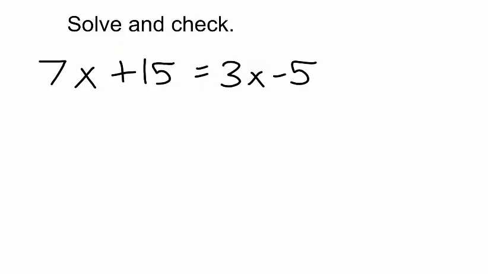Okay, it's time for us now to solve an equation that's a little bit more tricky than the ones we were looking at the other day. So this equation here that we have is 7x plus 15 equals 3x minus 5. And we're asked to do two things. We're asked to solve and check.